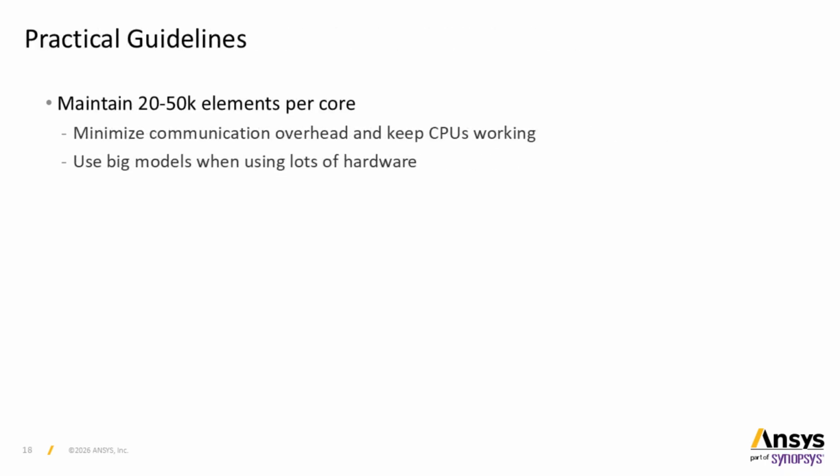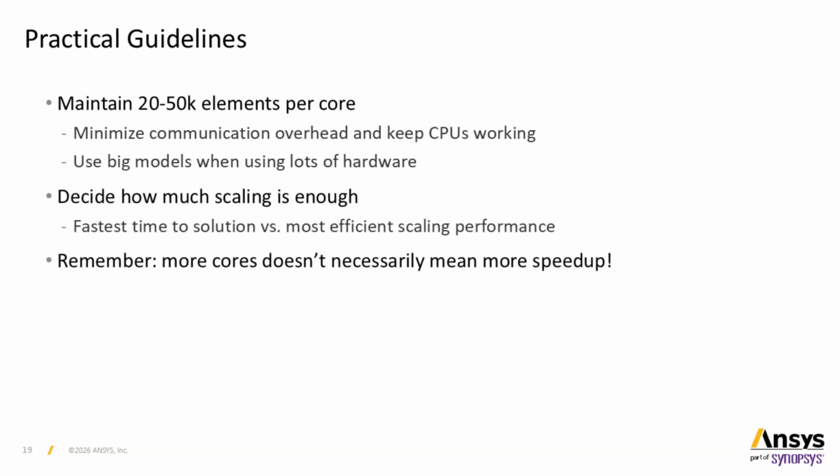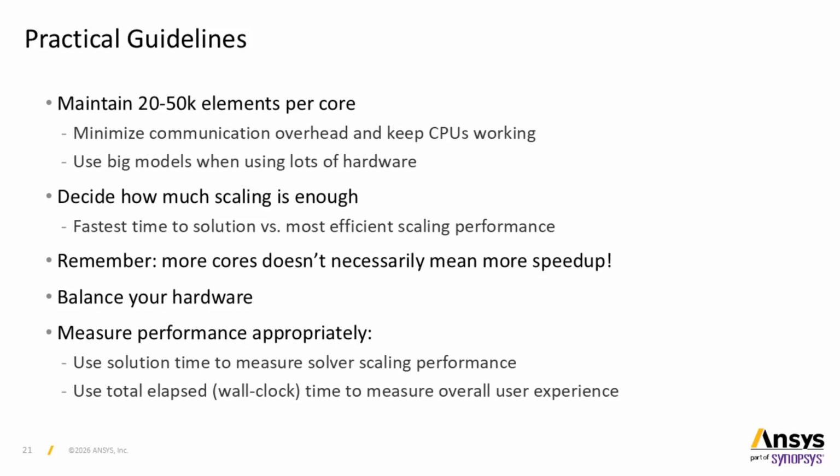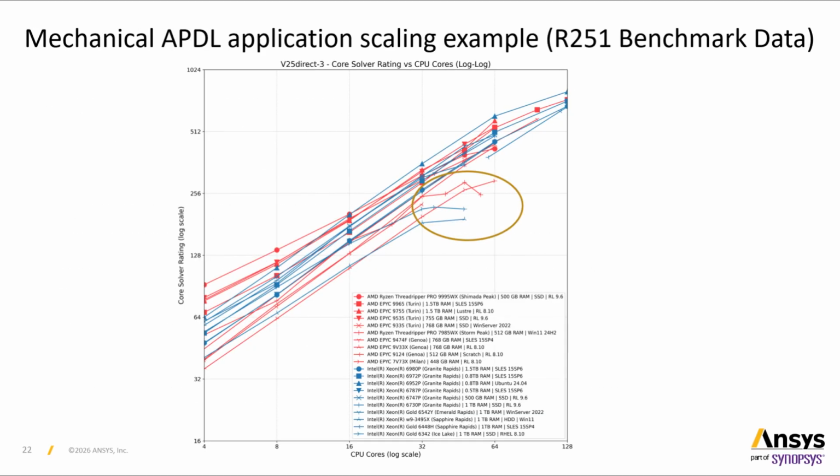Here are some practical guidelines for MAPDL. Aim for 20 to 50,000 elements per core to keep the cores busy. Use a big model if you want to use a lot of hardware. Find the trade-off between efficient hardware usage and total time to solution. Keep the system balanced: the CPU, memory bandwidth, the network interconnects, and the storage. And use solution time to judge the solver scaling, while using total elapsed time to judge the user experience for the entire run. In the next 2 slides, we'll look at data for 2 benchmark models.